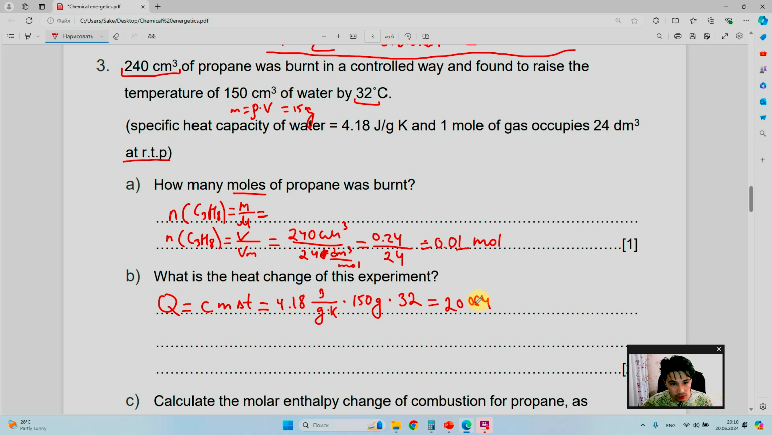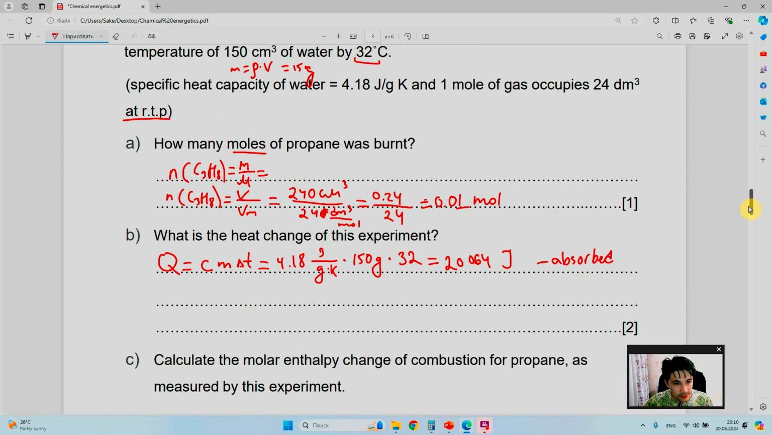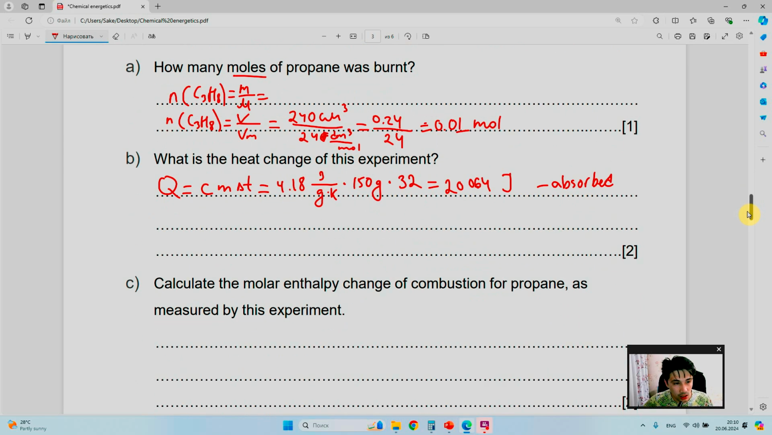And what are the units for your value? It's joules. So this amount of heat was absorbed. So the heat change of this experiment is this. Then we need to find out what's the molar enthalpy change of combustion.